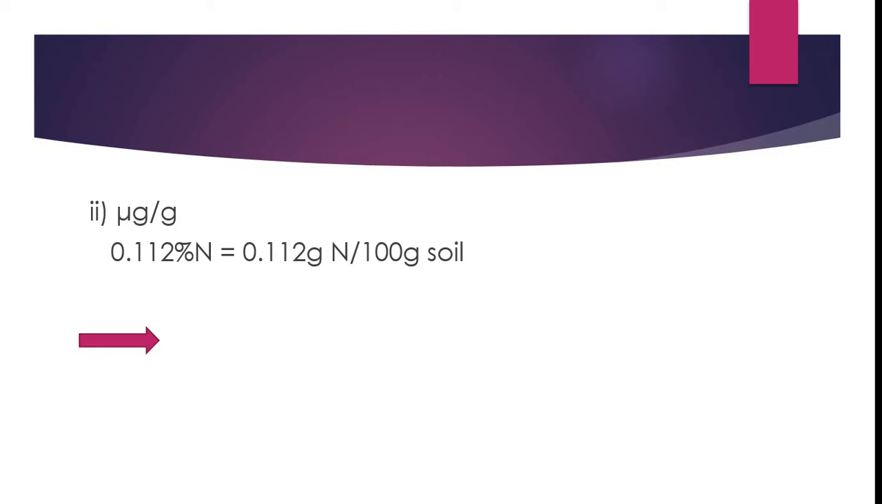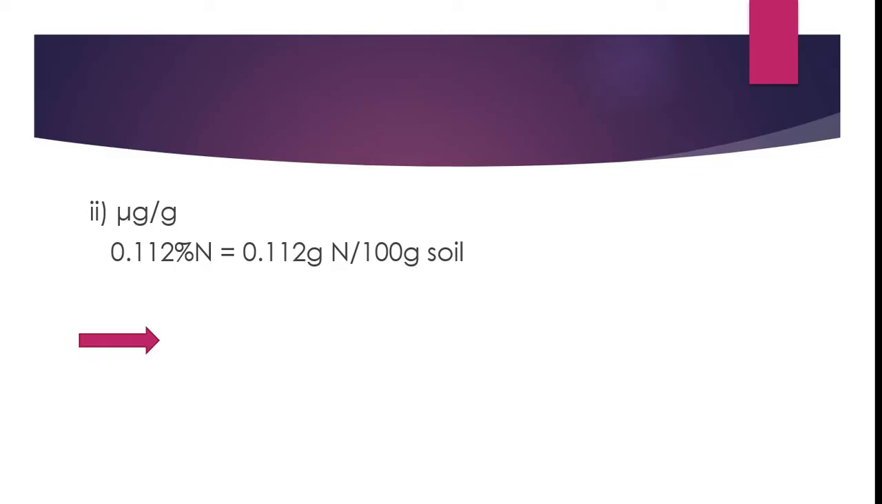So micrograms per gram, because of the units, it's supposed to be, for instance, grams per gram. How much nitrogen in grams is present in a gram of soil? If you say per gram, it means 1 gram of soil. You understand? That is the meaning of the unit.